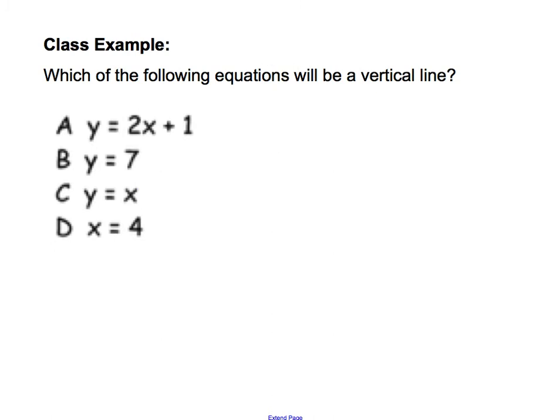Okay, different types of questions that you might get on your test. Which of the following equations will be a vertical line? That one's oblique. This one's oblique because we have both the x and the y, so let's just cross that out. This one crosses the x-axis, so that has to be vertical. This one crosses the y-axis, so it must be horizontal. This one crosses the x-axis, so it must be vertical. So the answer is D.